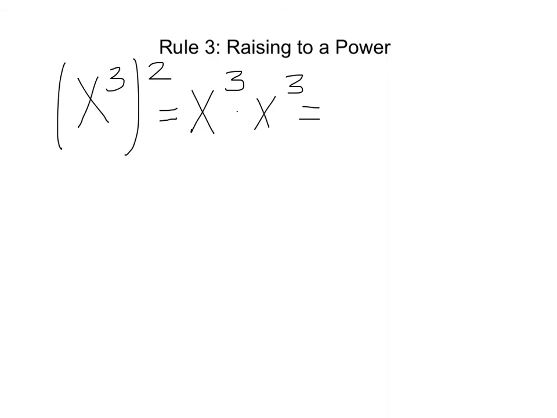Now I'm going to keep writing this out in expanded form, just like we've done in the past two rules. So there are 1, 2, 3 x's times 1, 2, 3 x's. That's what expanded form looks like. So since there are 1, 2, 3, 4, 5, 6 x's now, that's really the same as saying x to the 6th.